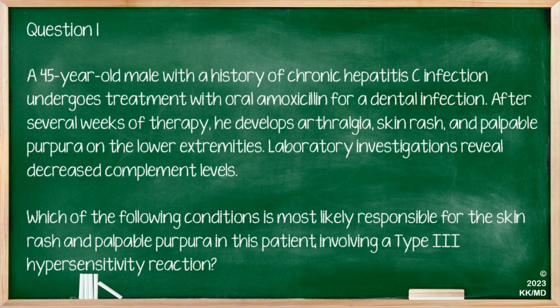So let's do some questions. Question 1. A 45-year-old male with history of chronic hepatitis C infection undergoes treatment with oral amoxicillin for a dental infection. After several weeks of therapy, he develops arthralgia, skin rash, and a palpable purpura on the lower extremities. Laboratory investigations reveal decreased complement levels. Which of the following conditions is most likely responsible for the skin rash and palpable purpura in this patient involving a type 3 hypersensitivity reaction?